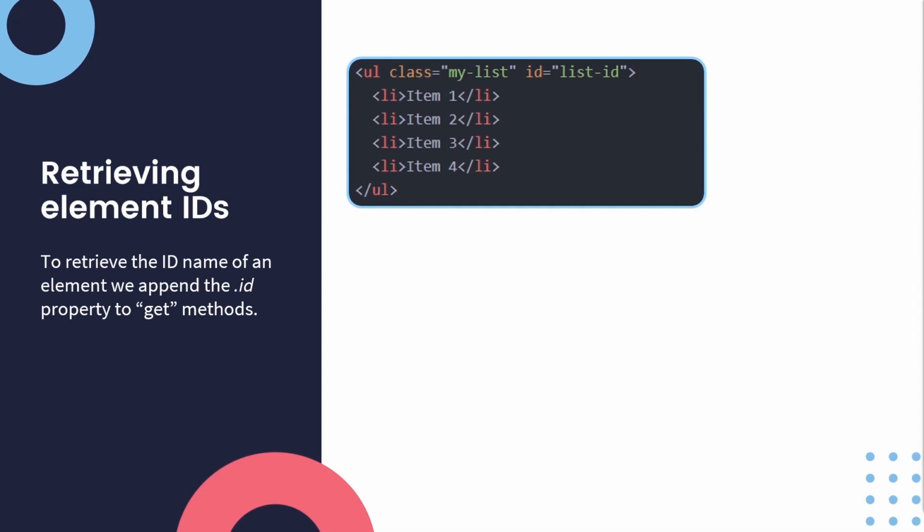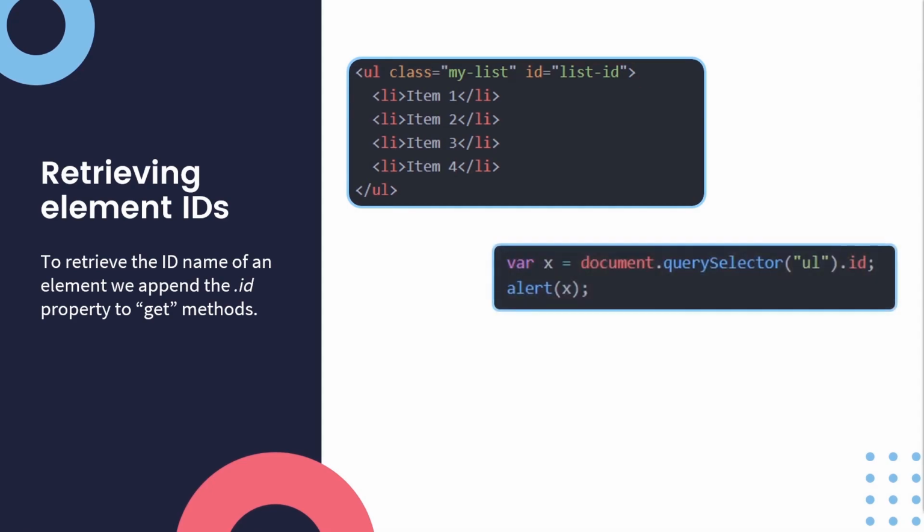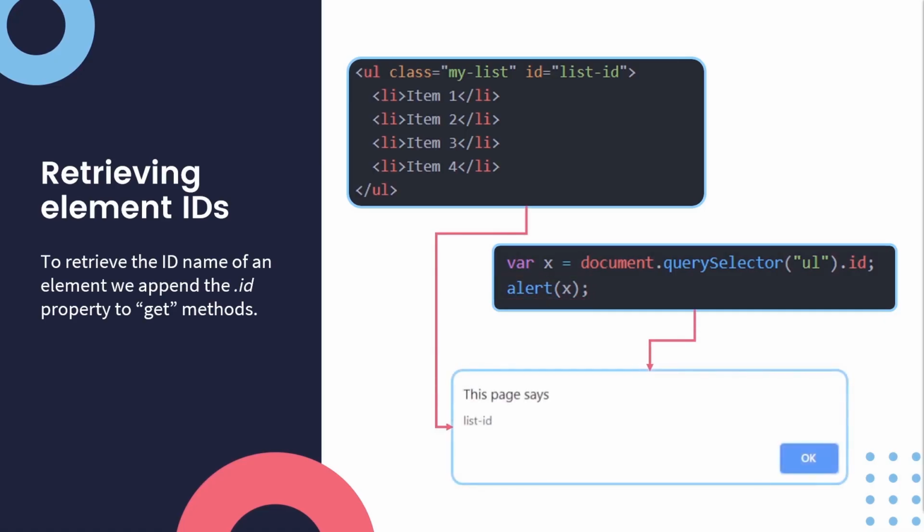And the idea here is to retrieve the ID, the list ID. So how do we do this? Let's have a look at our JavaScript code. First, we create a variable called x. We then set this equal to document.querySelector. The only difference here is when calling the UL element, instead of calling innerHTML, we are actually calling the .id property. We then alert that to the screen to actually get the ID, which says to us list ID. Fantastic.